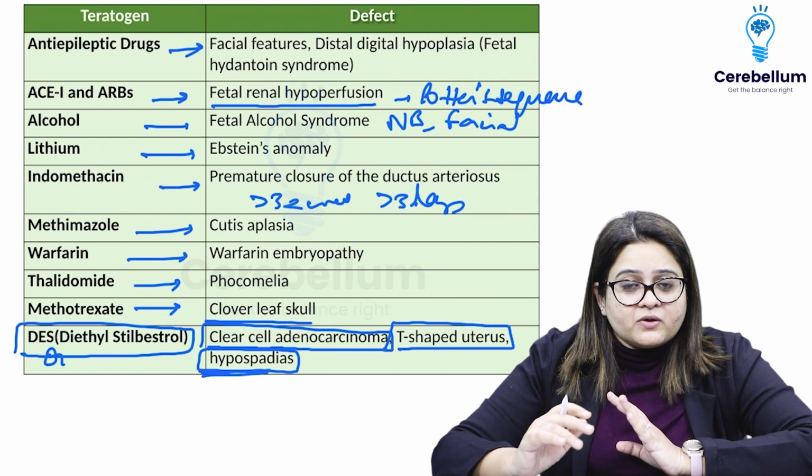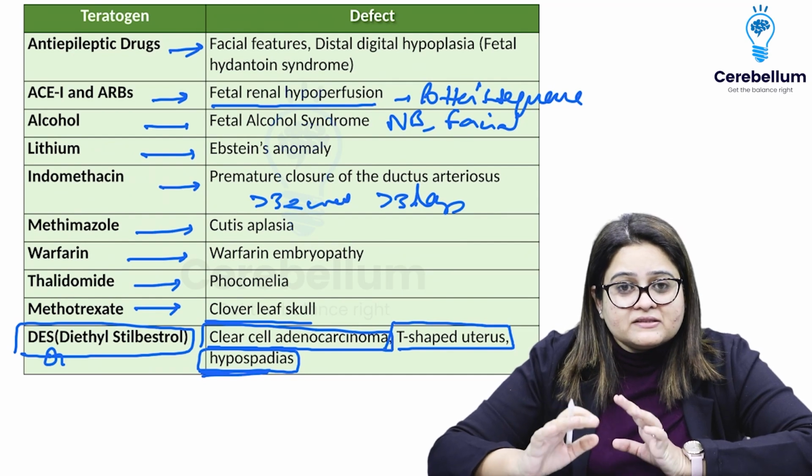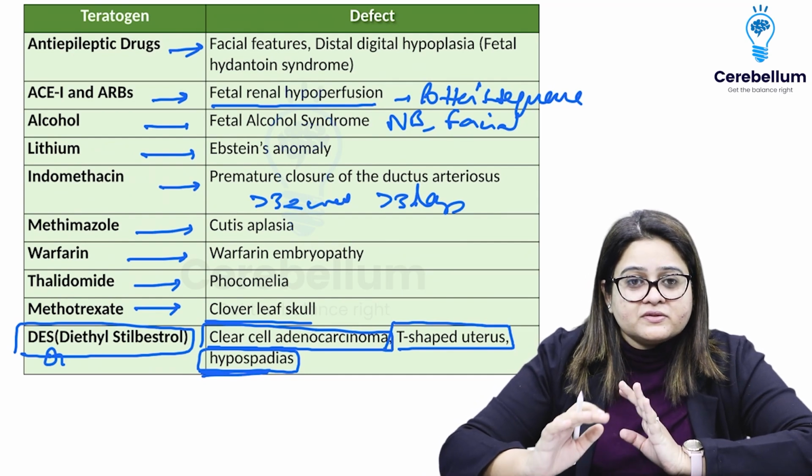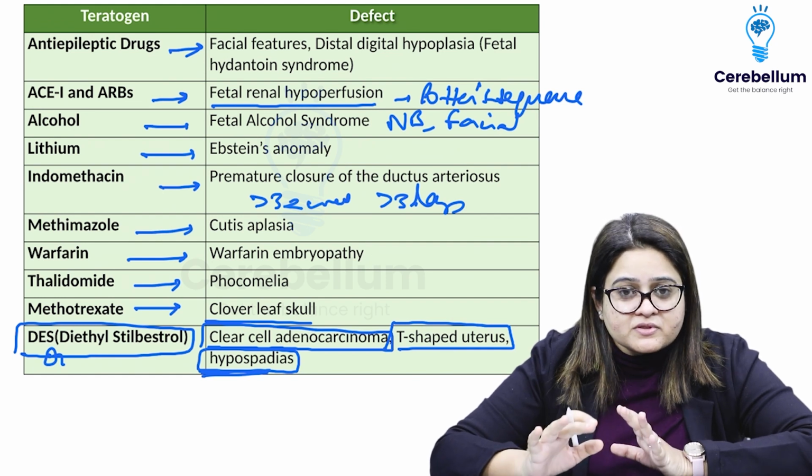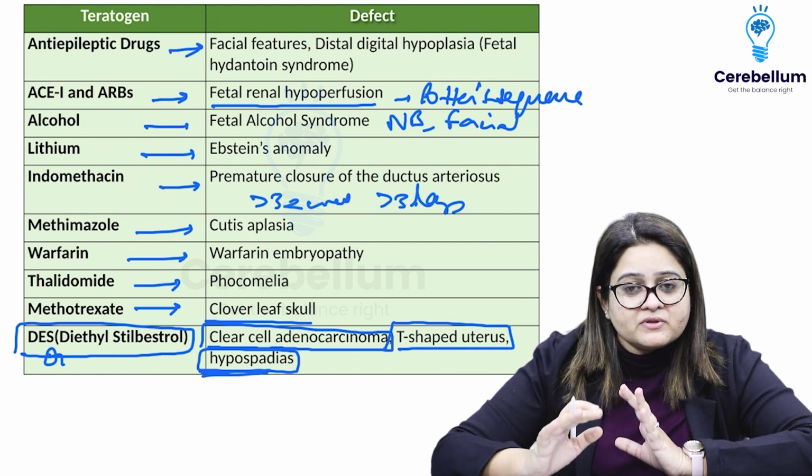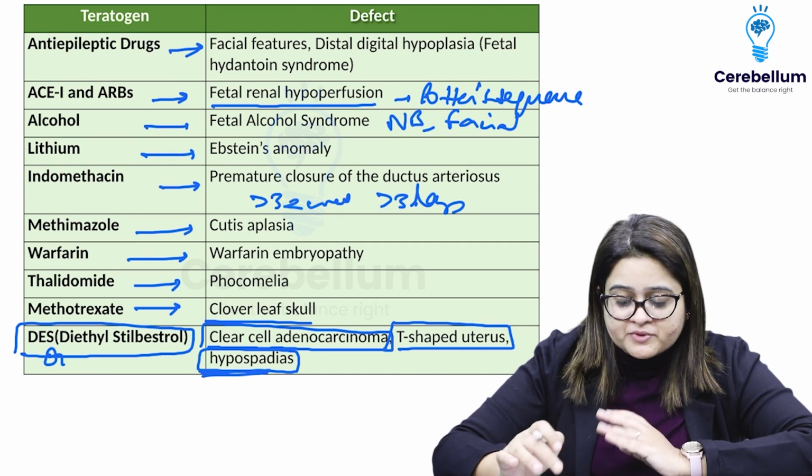So this is about the different teratogens and the anomalies they cause. This table is very, very important. Please keep revising this table. You are definitely going to get a question from here.